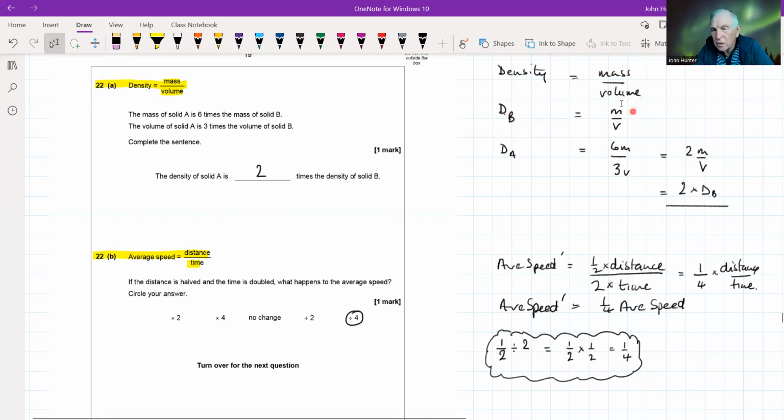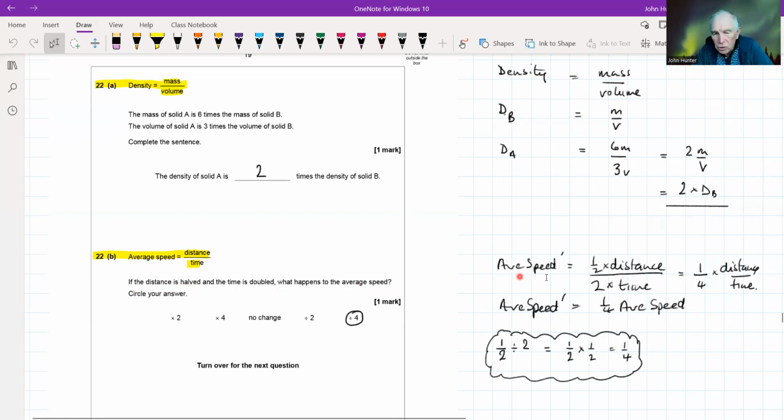So I think it just illustrates the fact that if we can work with letters instead of numbers, and we don't know the numbers, let's just put letters in there, and you may well find it works through, as it does with this one. And then we go on to a similar thing. Average speed equals distance over time. If the distance is halved and the time is doubled, what happens to the average speed?